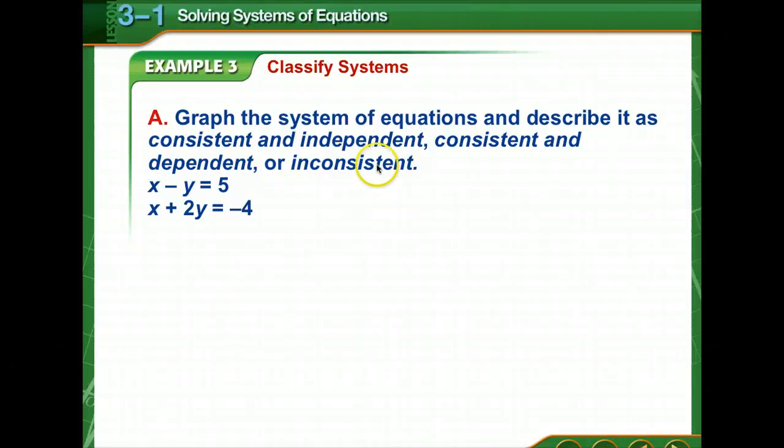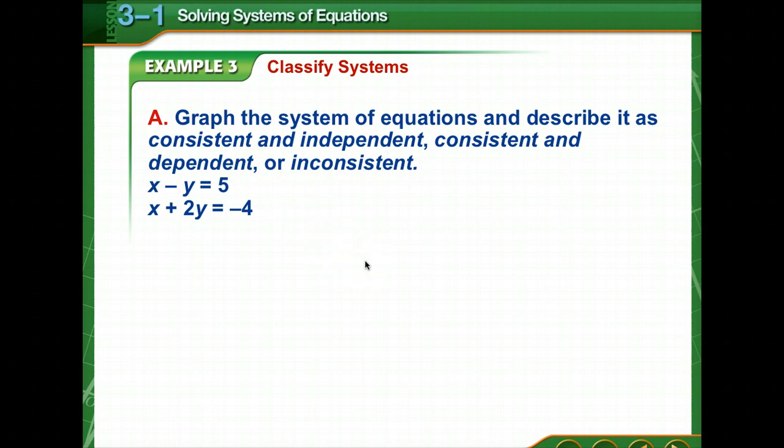So if they cross at least one place, they're consistent. If they don't cross, if they're parallel lines, they are inconsistent. Now, if they cross at exactly one spot, they're consistent and independent. And if they end up crossing in more than one spot, in other words, they're the same line, they're consistent and dependent.